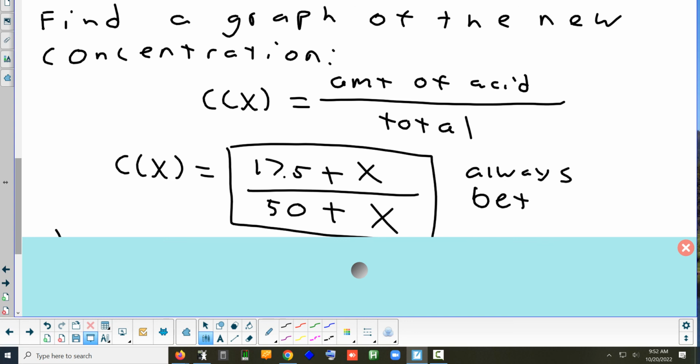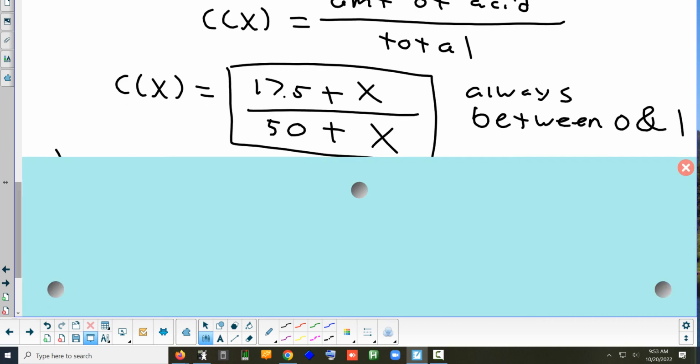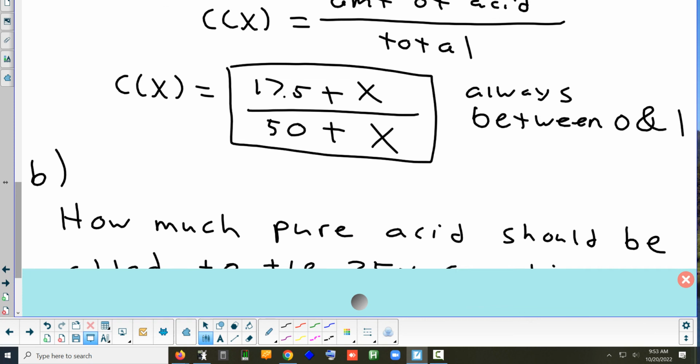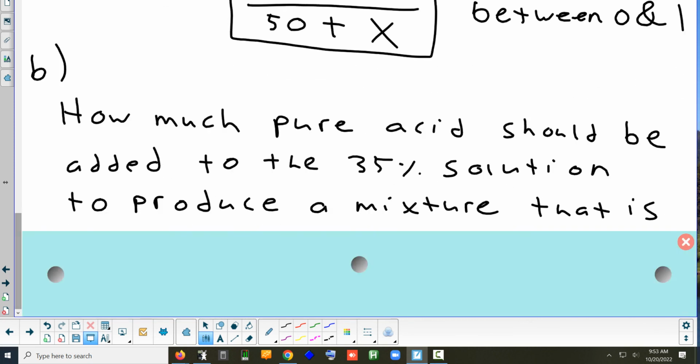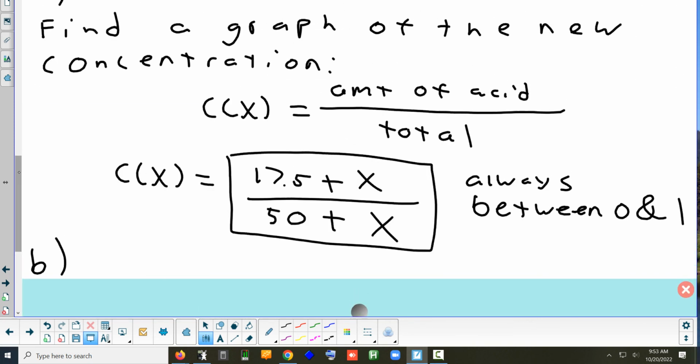Concentration is always between 0 and 1. 0 represents nothing. 1 represents 100% pure solution. 0.6 would be 60%. But it always comes out between 0 and 1. So, if I said that I wanted to get a mixture that is 75% acid, what's 75% as a decimal? 0.75.